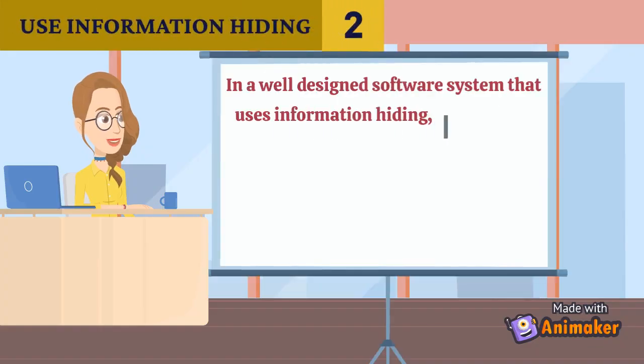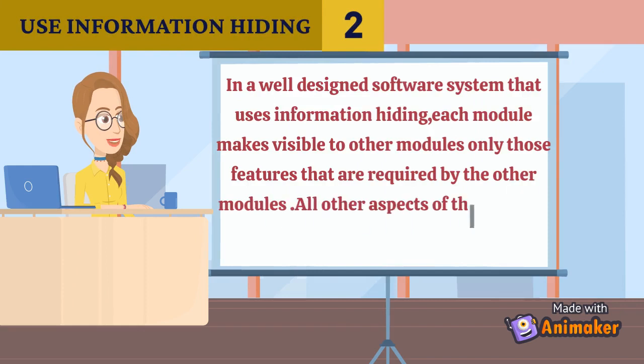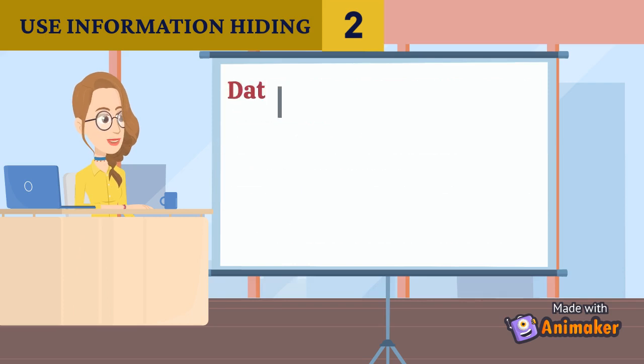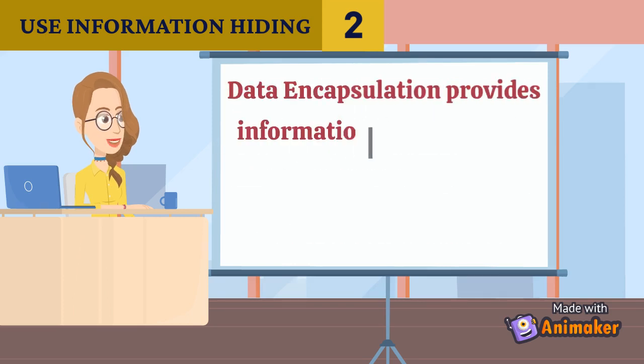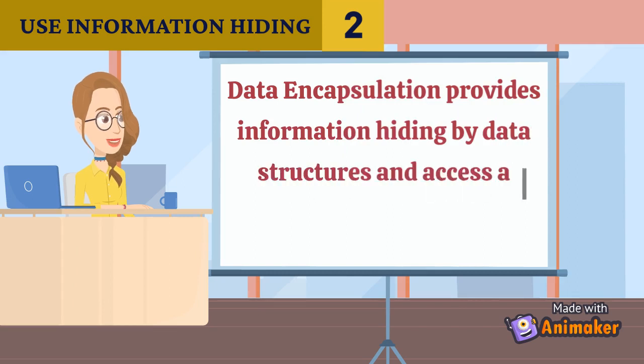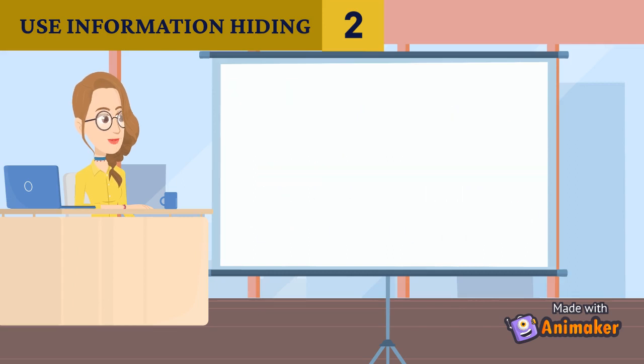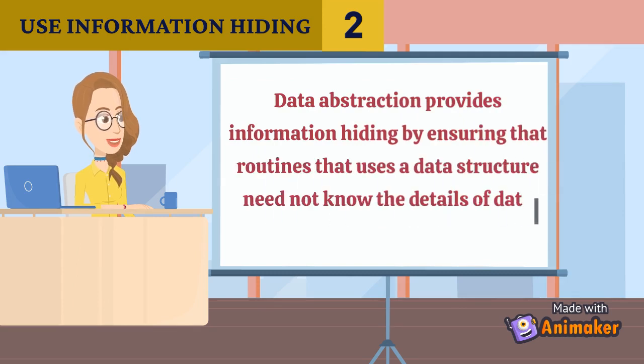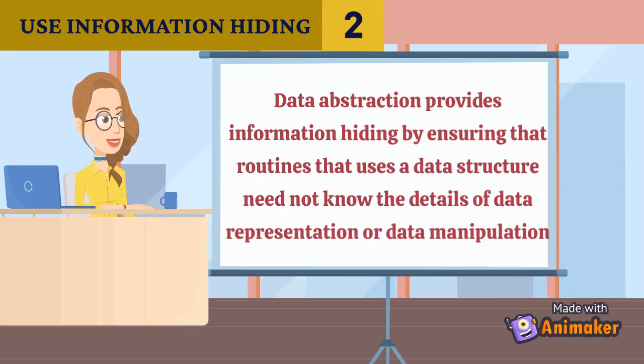Next is use information hiding. In a well-designed software system that uses information hiding, each module makes visible to other modules only those features that are required by the other modules. All other aspects of the modules are hidden from external view. Data encapsulation provides information hiding by data structures and accessor routines in a single module. Data abstraction provides information hiding by ensuring that routines that use a data structure need not know the details of data representation or data manipulation.